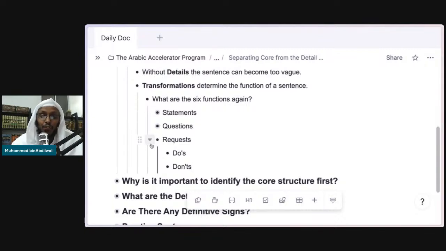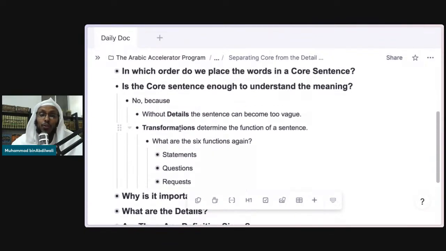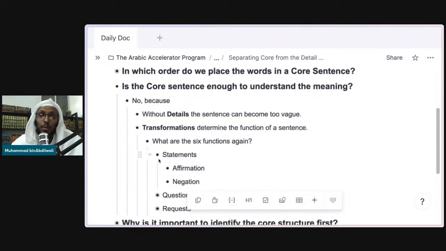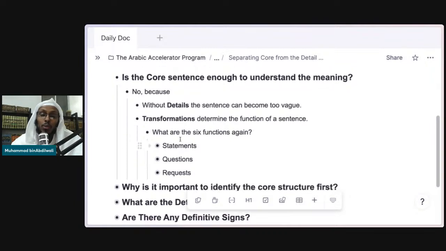So these are the 6 functions of a sentence, which are determined by the transformation that the sentence goes through. It starts as an affirmative statement, and then we can either negate it, we can turn it into a question whereby we seek more information, we can turn it into a command, such as غسل became اغسل, and so on and so forth.